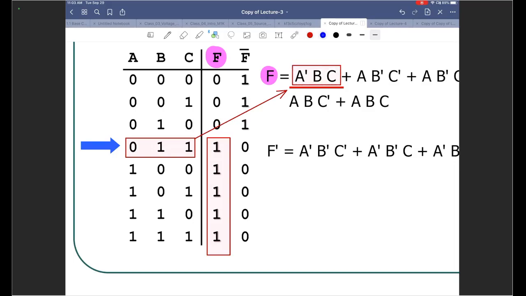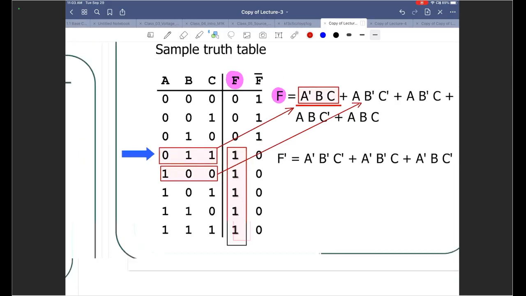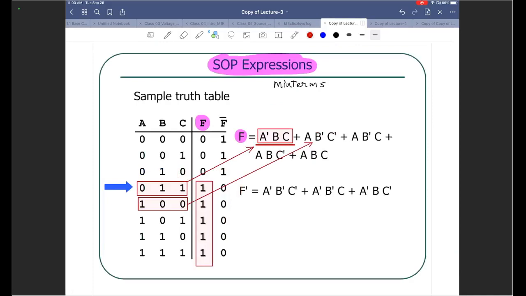Next, you would say, all right, there's another one here. When A is 1, B is 0, and C is 0. So that would be A and B complement and C complement. So that is right there. And similarly, you would fill out all the 5 ones to get a complete expression that is already done for you. So this is a complete canonical sum of products expression for F.